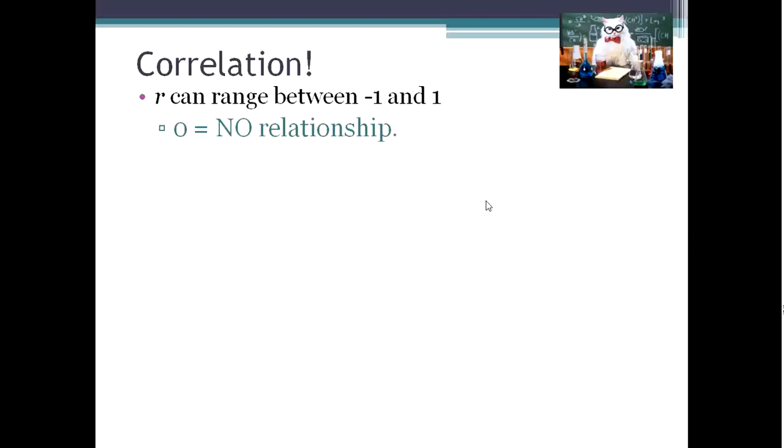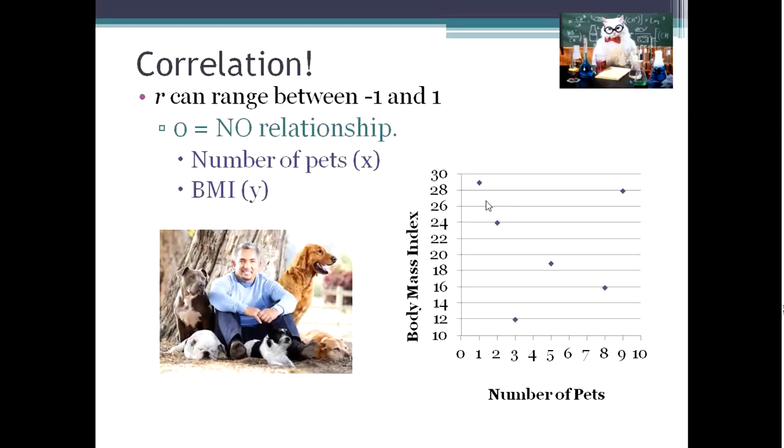Now, in the middle, when we have no relationship, right? No relationship means that the variables are completely unrelated, right? So we might look at the number of pets you have and your body mass index. These two things are completely unrelated, right? And when we look at a scatter plot of unrelated data, it's just going to look like a big blob. It's going to look like sort of a shotgun pattern, data points all over the place with no sort of discernible pattern.